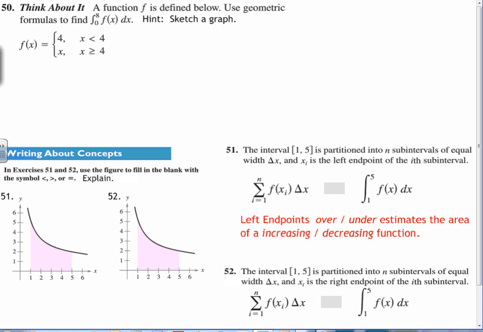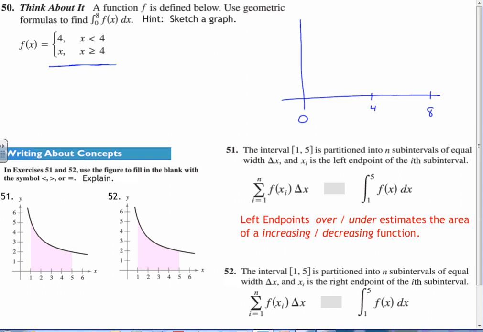Number 50. Think about this. A function f is defined below. Use geometric formulas to find the value of the integral 0 to 8 of f of x. So I think I would probably take the time to quickly sketch this out. It looks to me like we got a piecewise function over here. So when x is less than 4, the value is 4. And we're running from 0 to 8. That's kind of key to pick up.